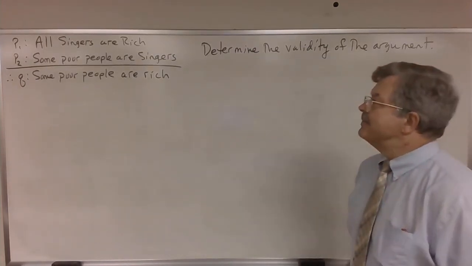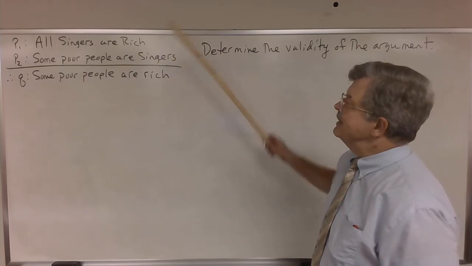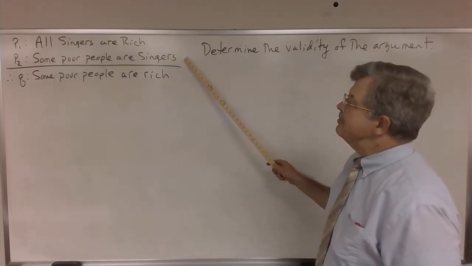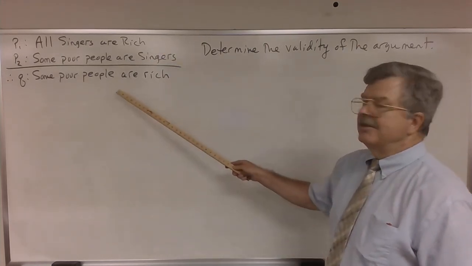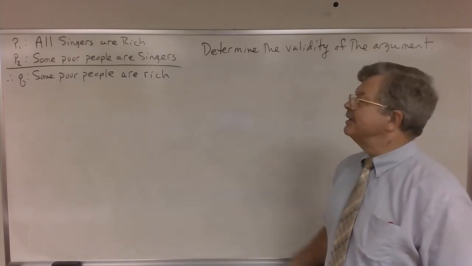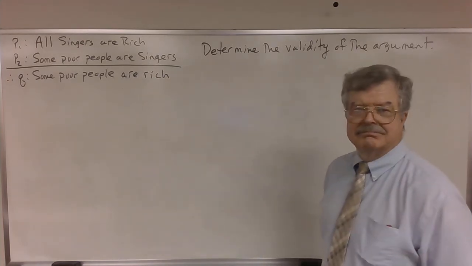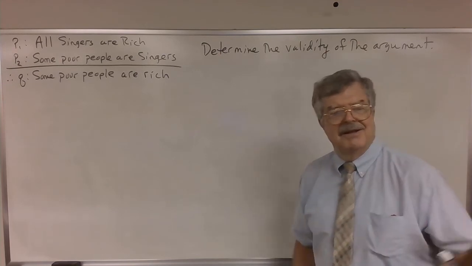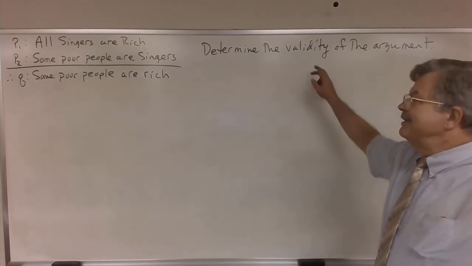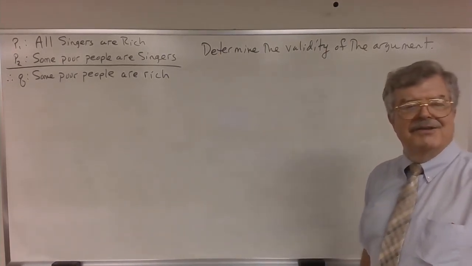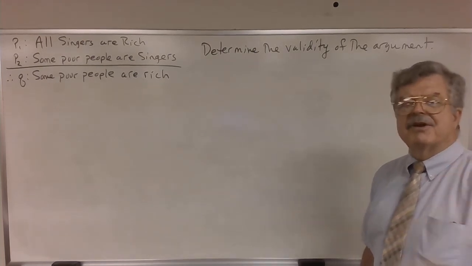How about this one? All singers are rich. Some poor people are singers. Therefore, some poor people are rich. Determine the validity of the argument. Well, I think we know how this is going to end up. But let's go through it.